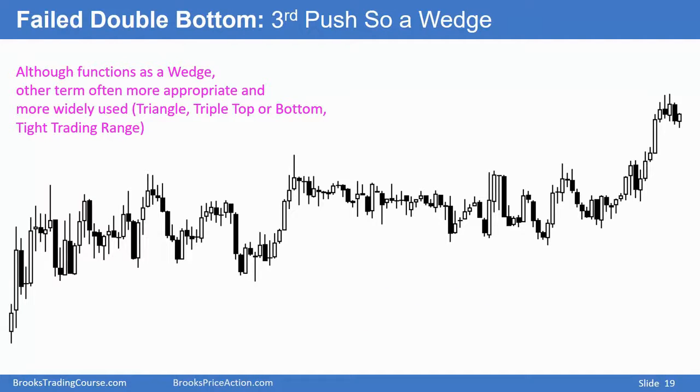Usually, when I see patterns that really don't look like wedges and the context is really not good for much of a breakout, I do not use the term wedge. I use other terms like a triangle or a triple top or a triple bottom, or simply call it a tight trading range. Instead of worrying about a wedge here, I would simply call it a tight trading range.